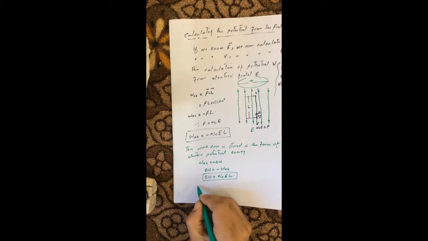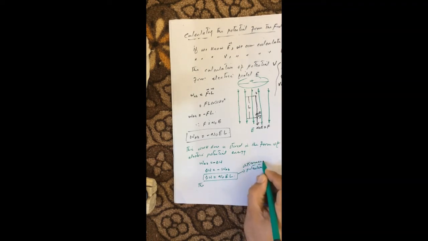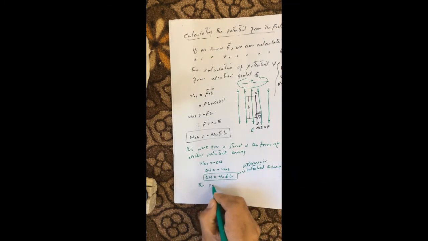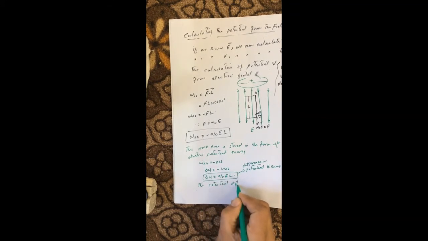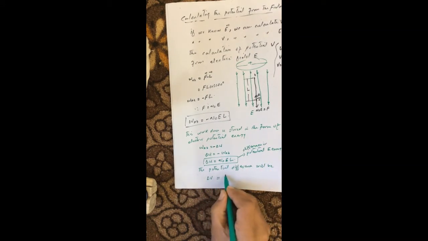Now this is the potential energy, or difference in potential energy. The potential difference, which I represent by delta V, will be equal to the difference in potential energy, delta U, per unit test charge.